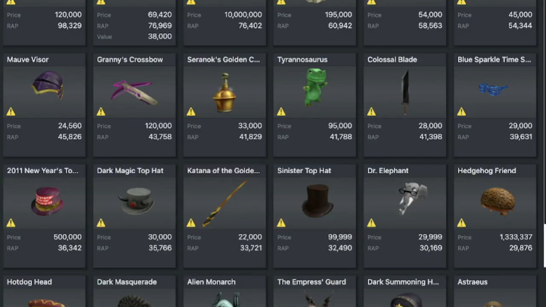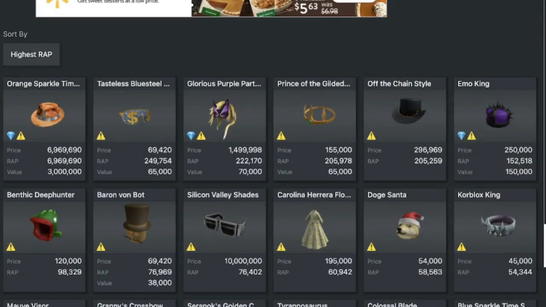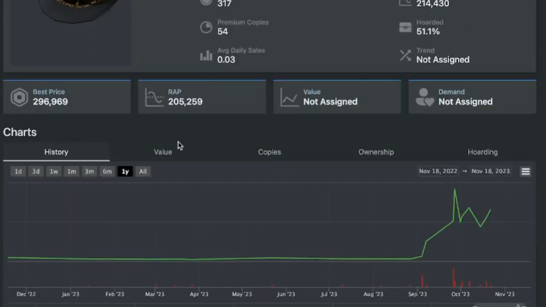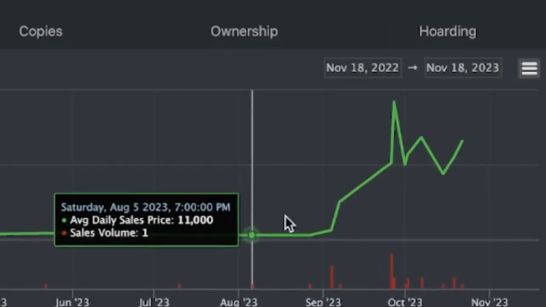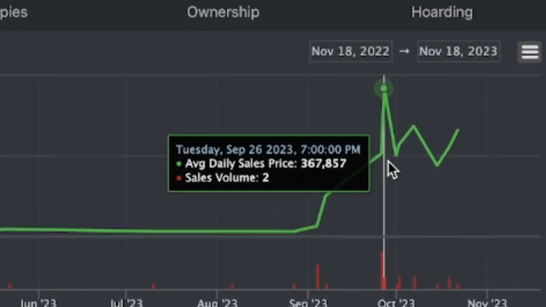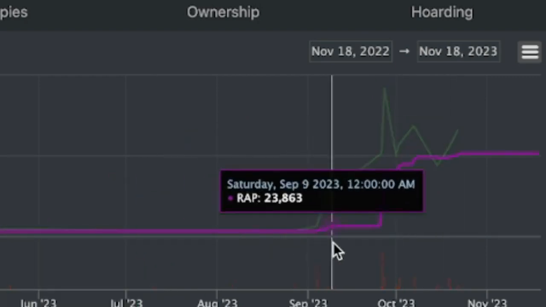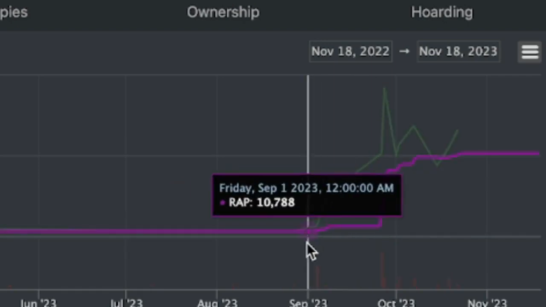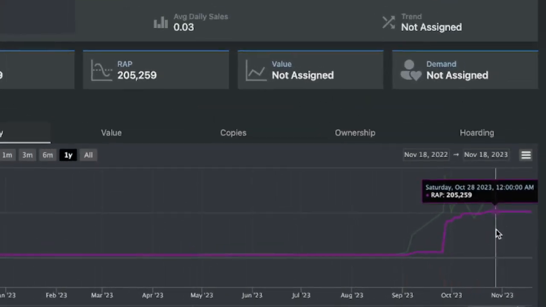Another really good example of this is OTC, or off the chain style. And if we go right here, as you can see, this item is very inflationary. You can see right here, it was selling for around 10,000 Robux, no biggie, and all of a sudden it just started selling for a ridiculous 400,000 Robux. And it's crazy how much this item sold. As you can see, it went from being like a 10,000, 20,000 nothing RAP item to an item that's worth 200,000.